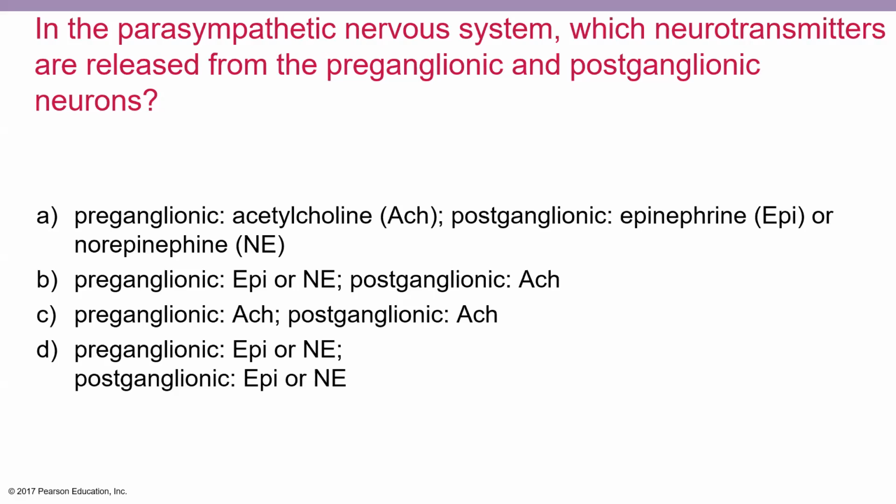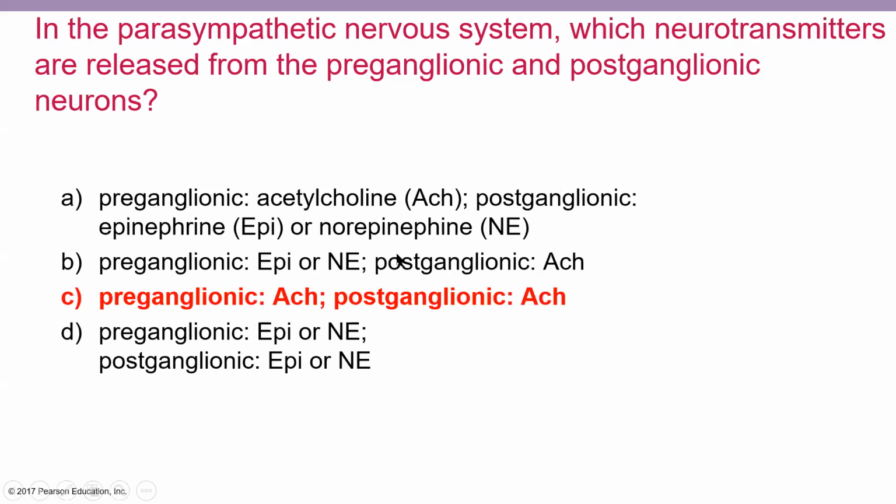Let's see, B was preganglionic releases epinephrine or norepinephrine, postganglionic acetylcholine. That's also not correct. C says preganglionic releases acetylcholine and postganglionic releases acetylcholine. And so that is correct. So the answer here is C. And let's talk about why.